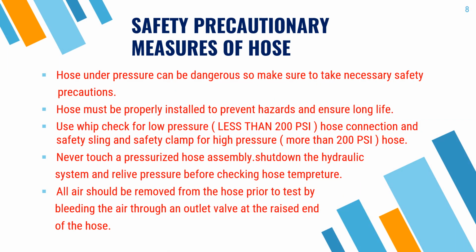The next point is hose under pressure can be dangerous, so make sure to take necessary safety precautions. Hose must be properly installed to prevent hazards and ensure long life. Use whip check for low pressure hoses, less than 200 psi connection, and safety sling and safety clamp for high pressure hoses, the hoses whose pressure is more than 200 psi.